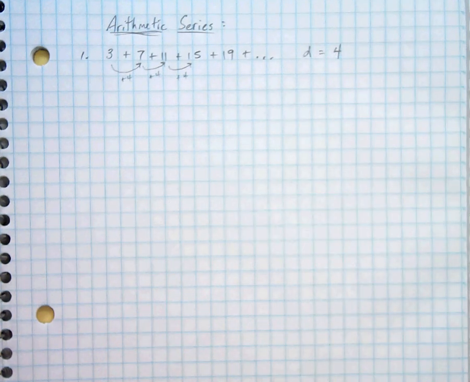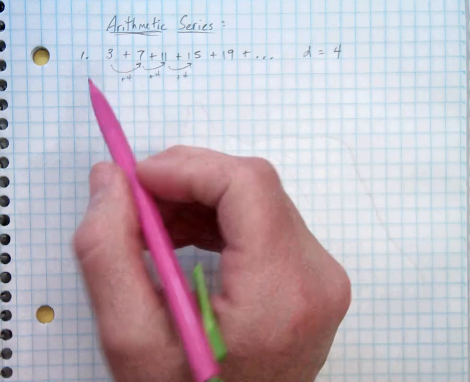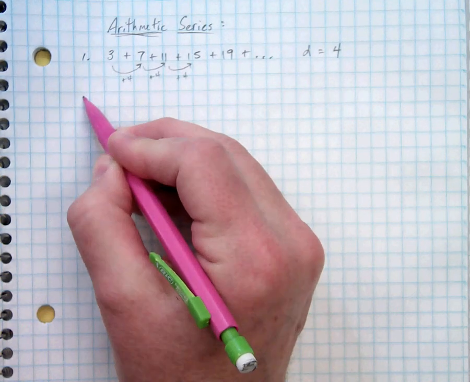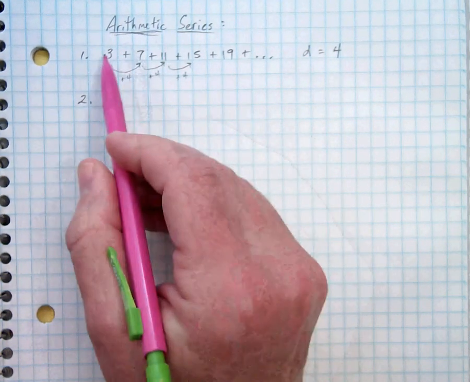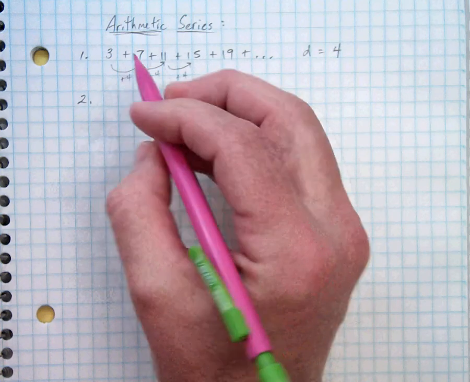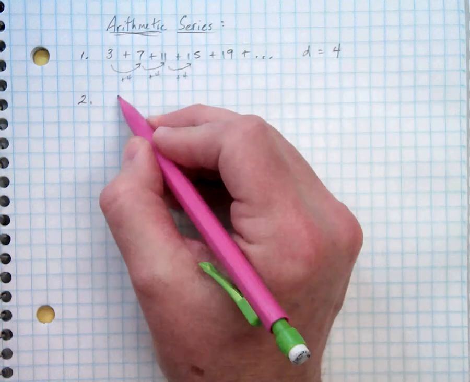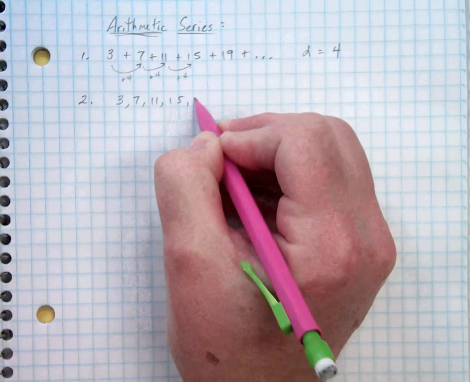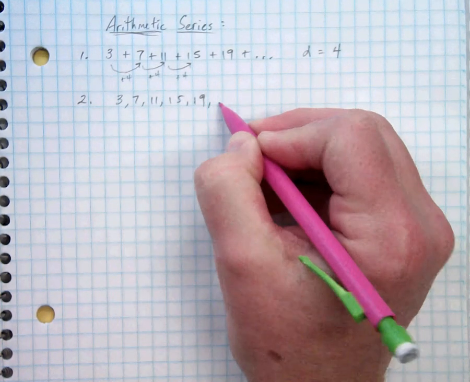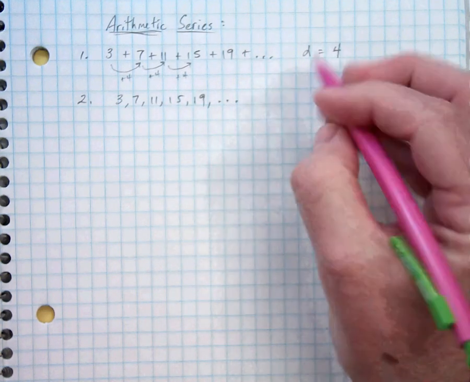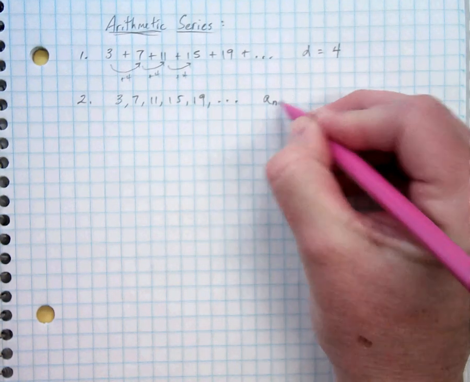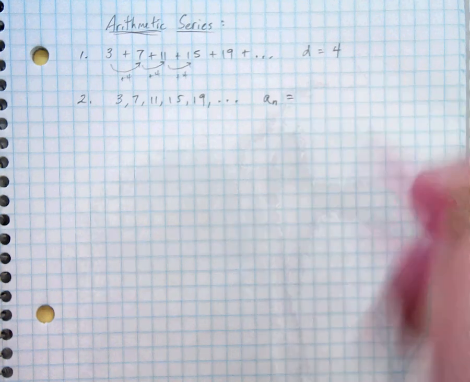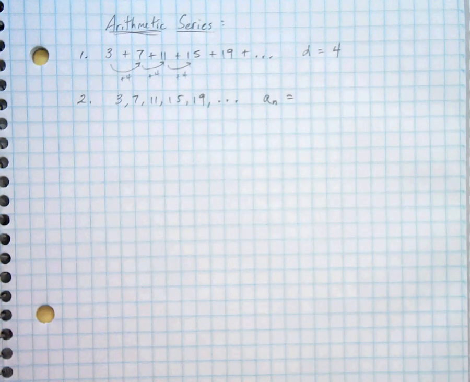Alright, let me do a little bit more review before we get too much into this. What I'd like you to do now is to find a rule for this sequence. Forget about adding them up right now, but if you have 3, 7, 11, 15, 19, on and on and on, what is the rule for that? The explicit rule, so a sub n equals what? Go ahead and take a minute and find the explicit rule for this arithmetic sequence.